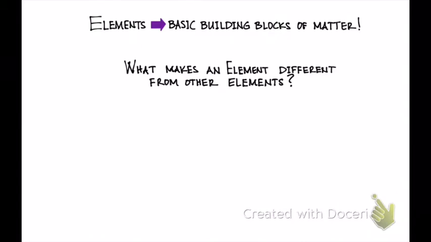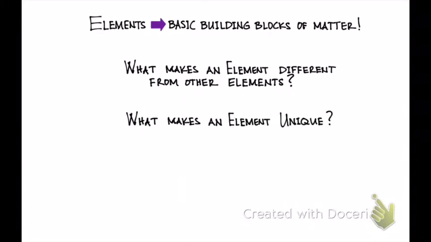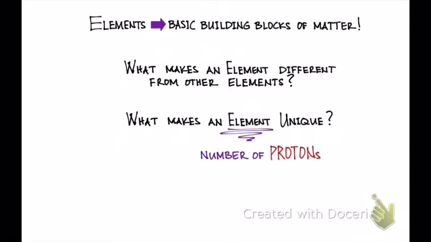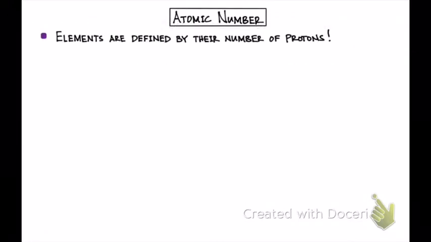So the question here is, what makes an element different from any other elements in the periodic table? In other words, what makes an element unique? And we can answer this question by looking at the element's number of protons. Every single element in the periodic table will have a unique number of protons. A hydrogen atom contains 1 proton, a helium atom contains 2, and so on and so forth. There's no 2 elements in the periodic table that have the same number of protons. Elements are defined by their number of protons.